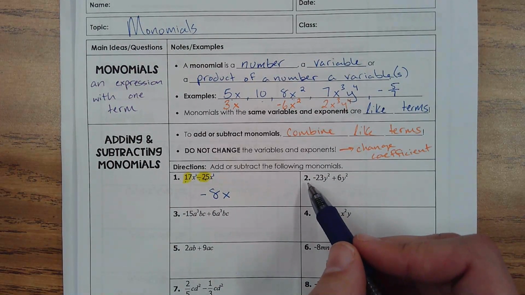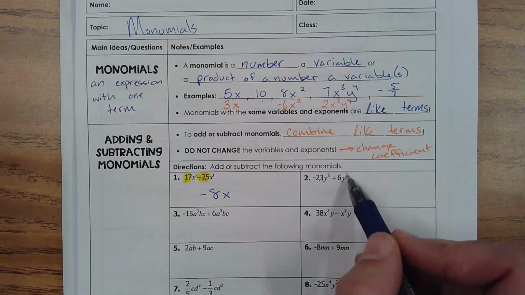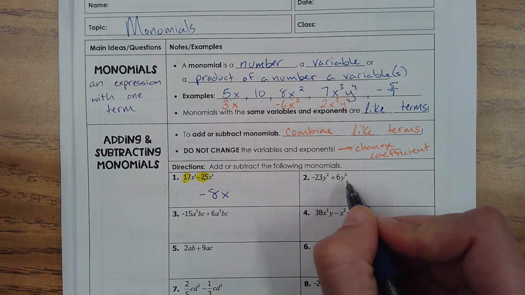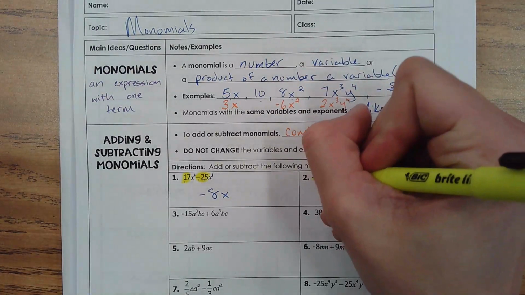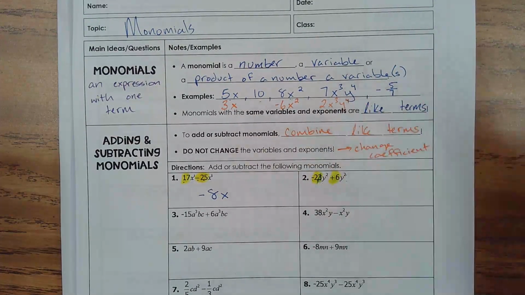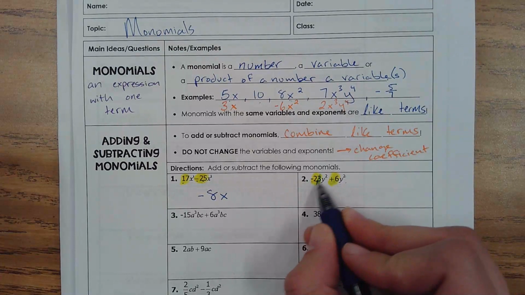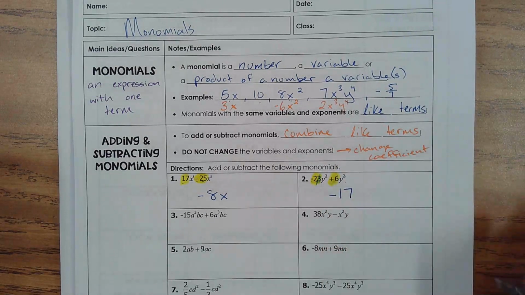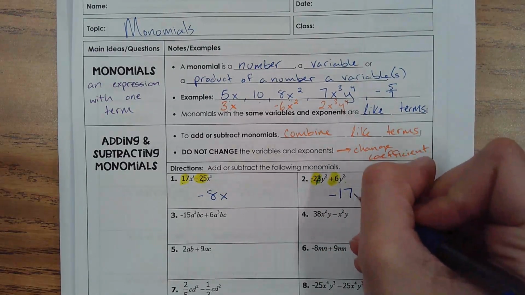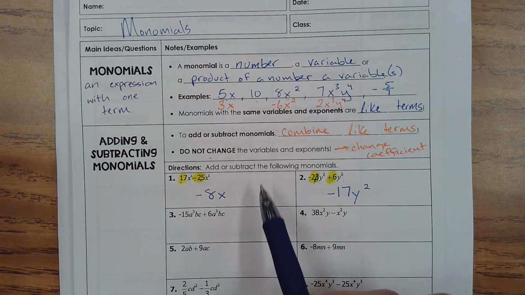Looking at number 2, we have negative 23y squared plus 6y squared. Our variables are the same, they're both y, and they both have the exact same exponent of 2. So these are like terms, which means we can take these coefficients, negative 23 and positive 6, and we can combine them together. So negative 23 plus 6 is negative 17. And our variable and our exponent stay the same, right? We are not changing the letter or the exponent.